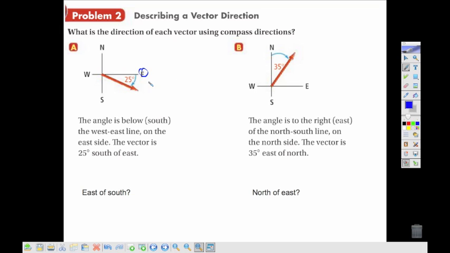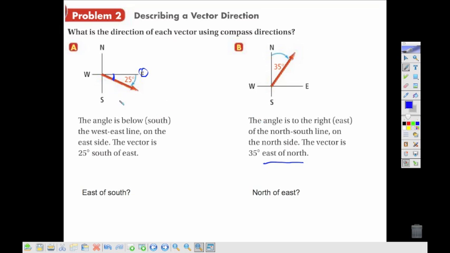Now describing a vector direction, the way that they'll do that in this book is they look from what direction we're going. So if we're going east here, but notice that we go south of that. So measuring from the east line, they would say this is 25 degrees south of east. Or this one here, it's mostly going north, so they're saying that it's 35 degrees east of north.